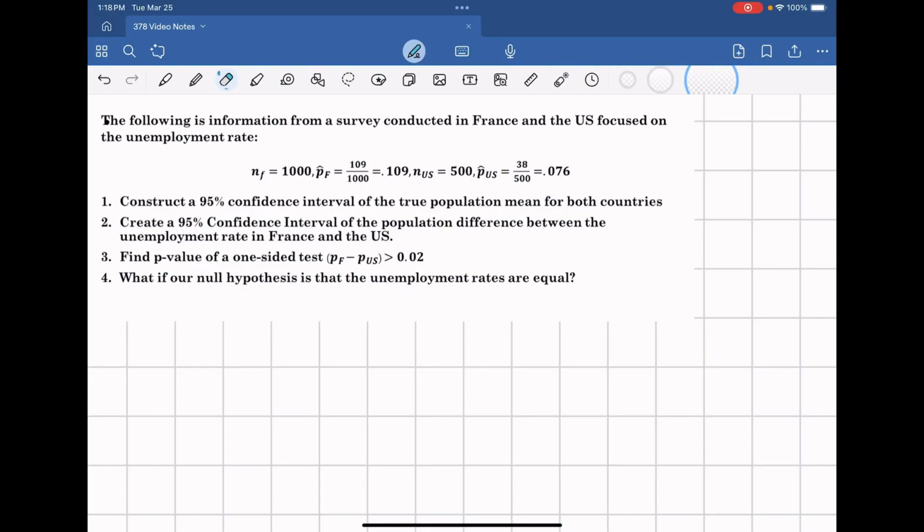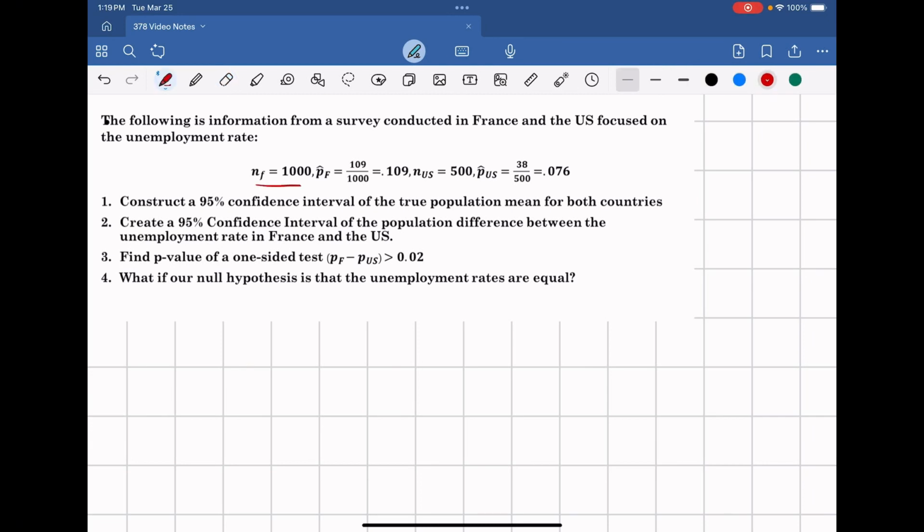Here's an example of a question that's going to focus on hypothesis testing looking at proportions. So when we're thinking of proportion, we're thinking of a random variable that can take on the value of 1 or 0. And we're going to ask several people this question. In this example, the question is, are you unemployed? So that random variable can take on a 1 if yes and 0 if no. And so we're looking at both France and the US.